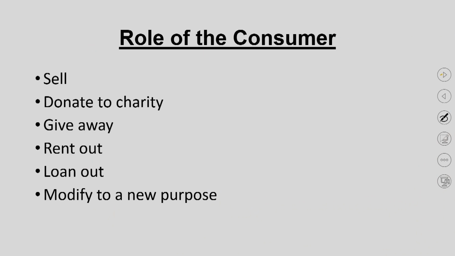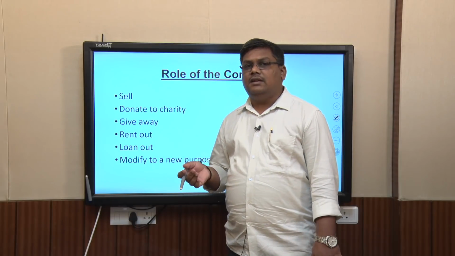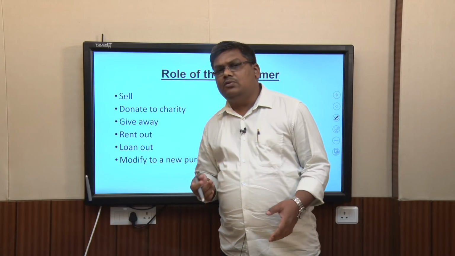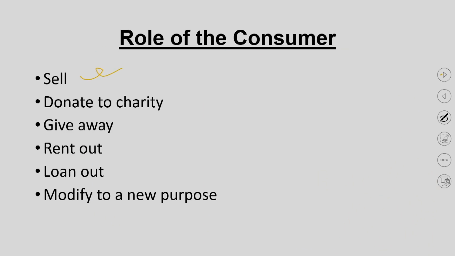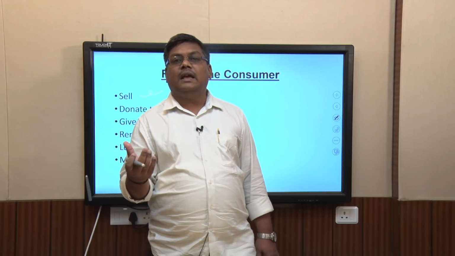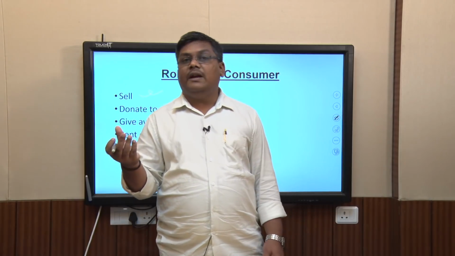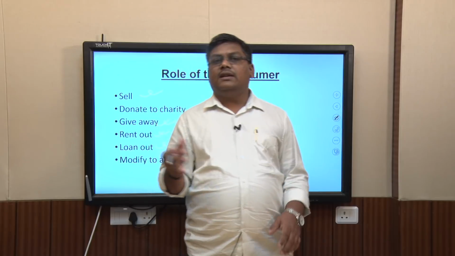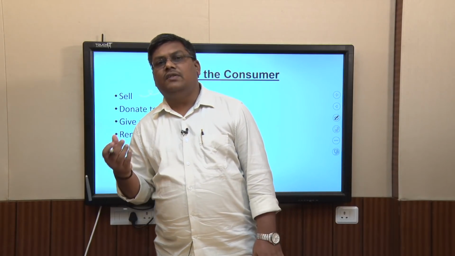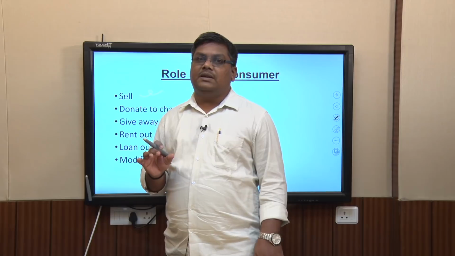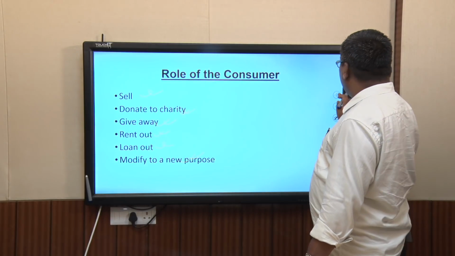In terms of product disposition, if he has used a product and he doesn't want to use it anymore, he wants to dispose of it. Consumers can sell it off, donate it or give it to charity, give it away to someone free, rent it out, or loan it out. Consumers can also modify a product for a particular purpose. I have seen some people modifying their old mobile phones, sorry, old cameras, for use as a CCTV camera. That is using a product for a different use altogether from which it was actually purchased. So, these are the steps the consumer can take.